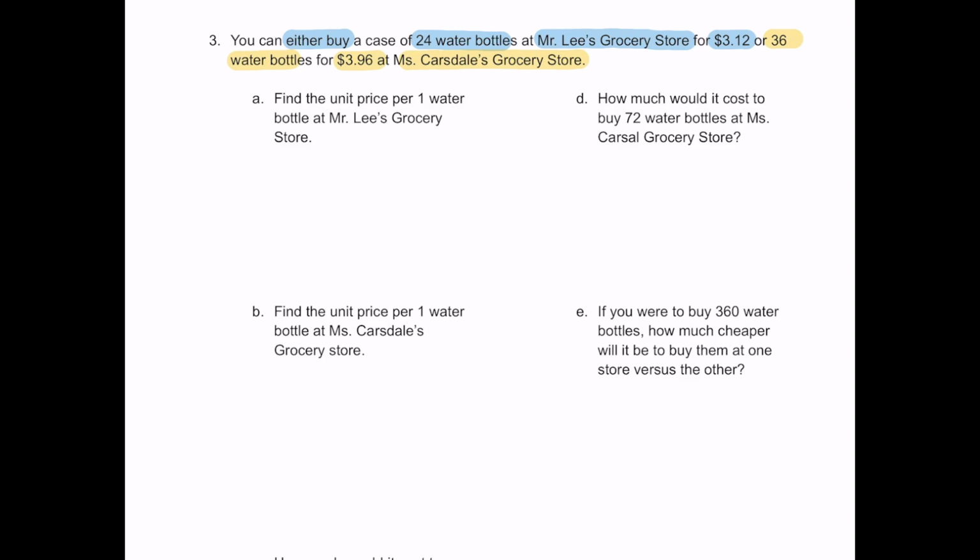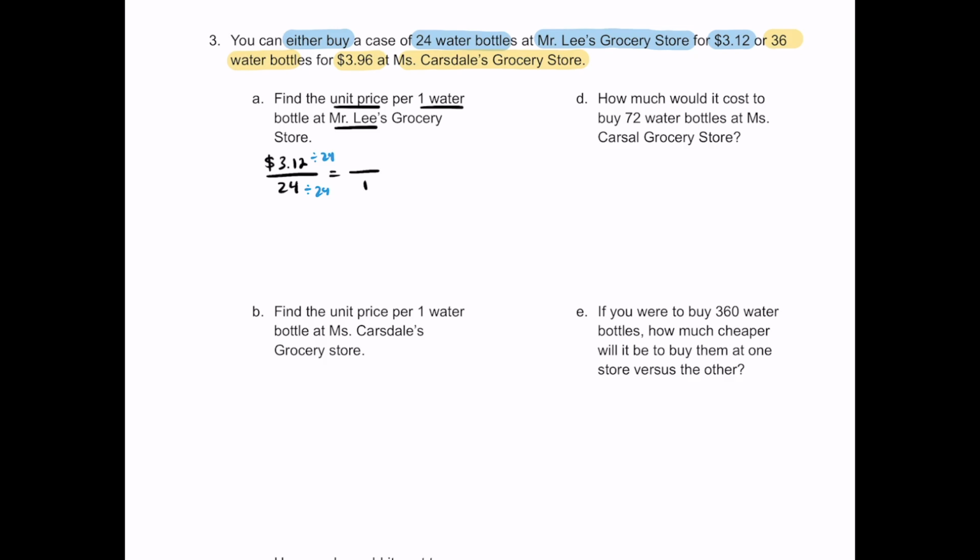Okay. Part A, it just says to find the unit price per one water bottle at Mr. Lee's grocery store. So what are we buying at Mr. Lee's? What kind of packs do they come in? Well, we know it costs at Mr. Lee's grocery store $3.12. That's for 24 water bottles. So to find the unit price, we need to get the price of one of them. And we can divide top and bottom by 24 to do so.